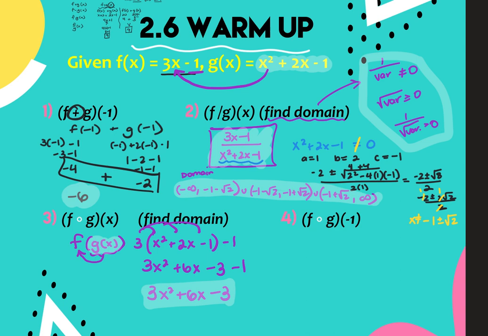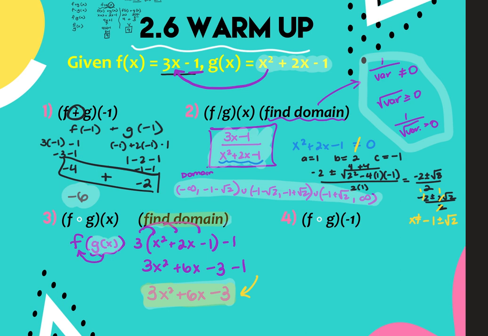Second part says find the domain of this function. So when you're finding the domain of a composite function, you want to look at your ending function. So I'll take this one and I would look to see if there's any restrictions. There's no variable in a square root. There's no variable in the denominator. So this would be all real numbers for the composite function.